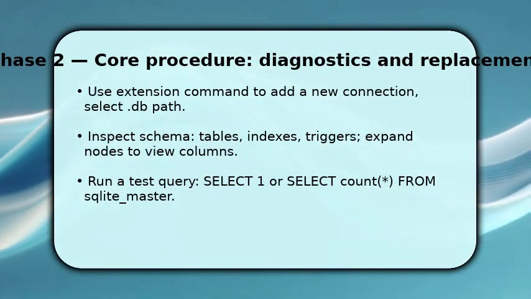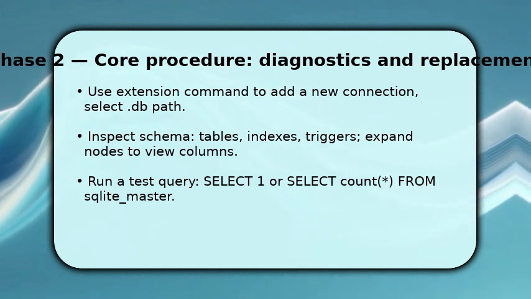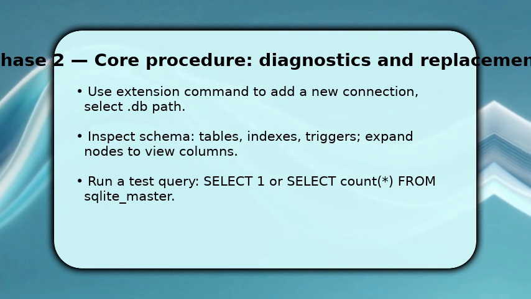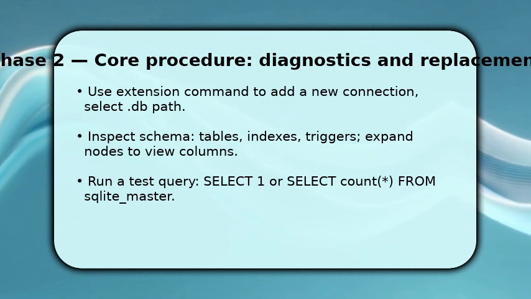Open the extension, choose Add Connection, and pick the DB file path. Once connected, browse the tree to see tables, indexes, and triggers. Click a table to preview rows and column types.